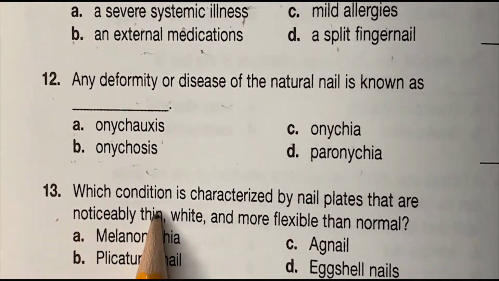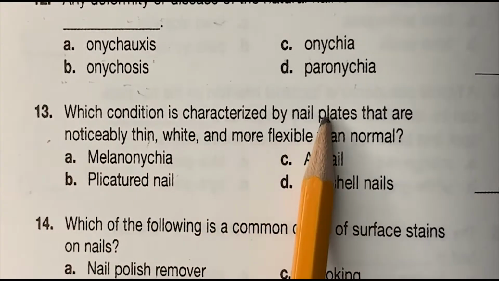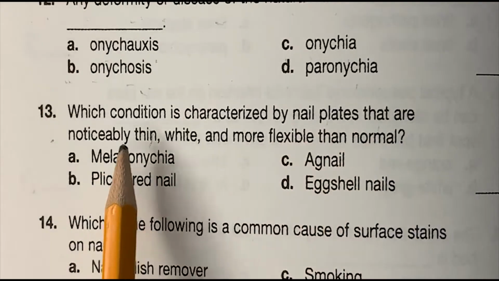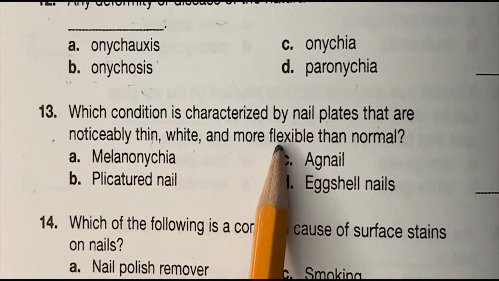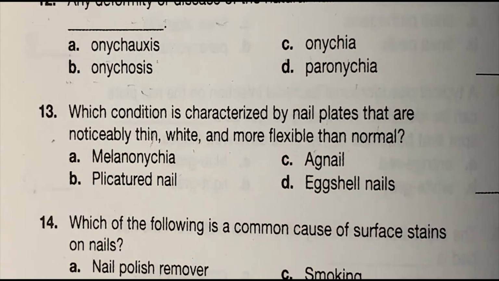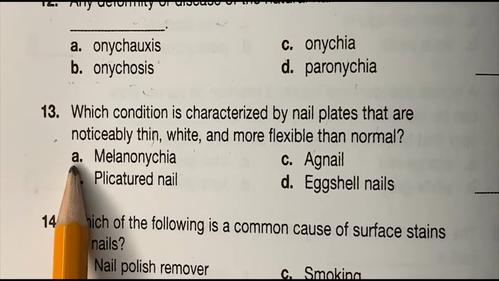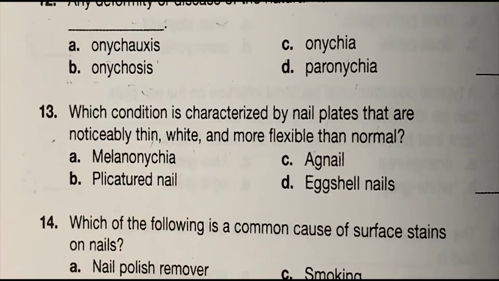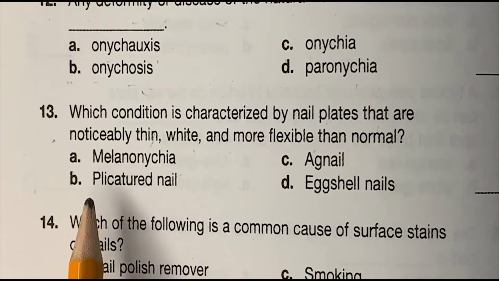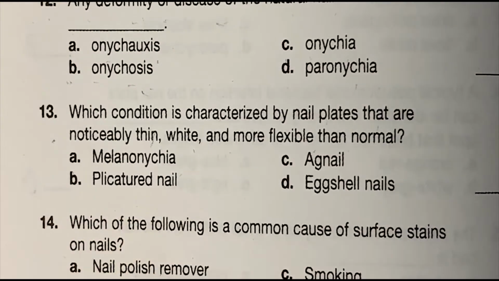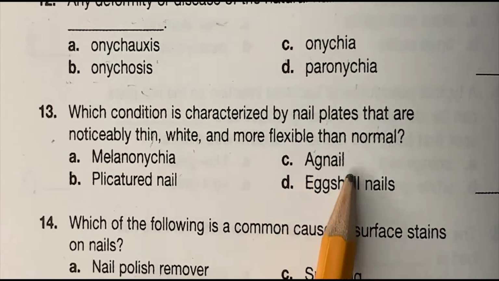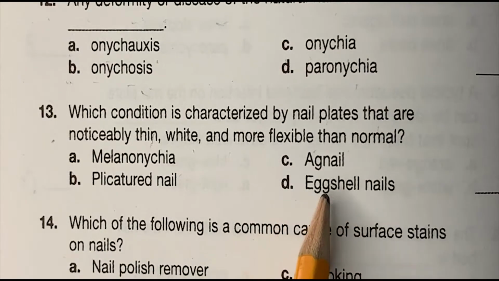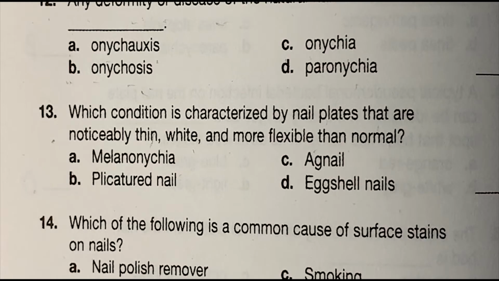Number 13, which condition is characterized by nail plates that are noticeably thin, white, and more flexible than normal? Is it A, melanotosia, B, placrial nail, C, agate nail, or D, eggshell nails? And your correct answer is D, eggshell nails.